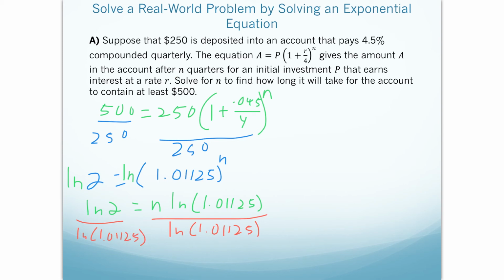And then I get 61.96. So this answer is, if it's compounded quarterly, the number of times it's been compounded. So 61.96 quarters, or if we divide that by 4, it will be 15.5 years.